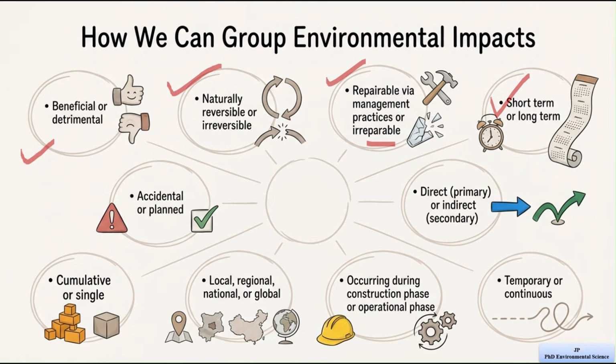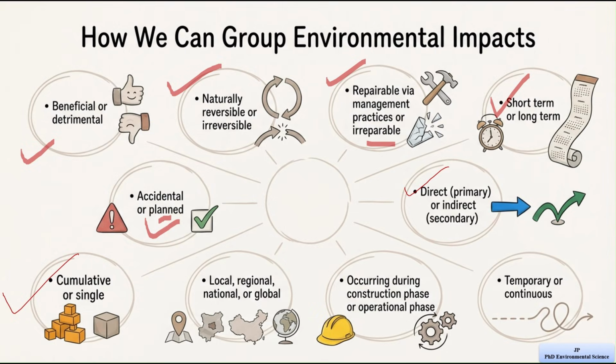Based on planning, planned or accidental. Planned impacts are expected and part of the project. Accidental impacts happen unexpectedly. Example, construction noise is planned, oil spills are accidental. Based on type of effect, direct or indirect. Direct impacts occur immediately, indirect impacts occur later or elsewhere. Based on accumulation, single or cumulative. Single impact comes from one activity, cumulative impact results from many activities over time.